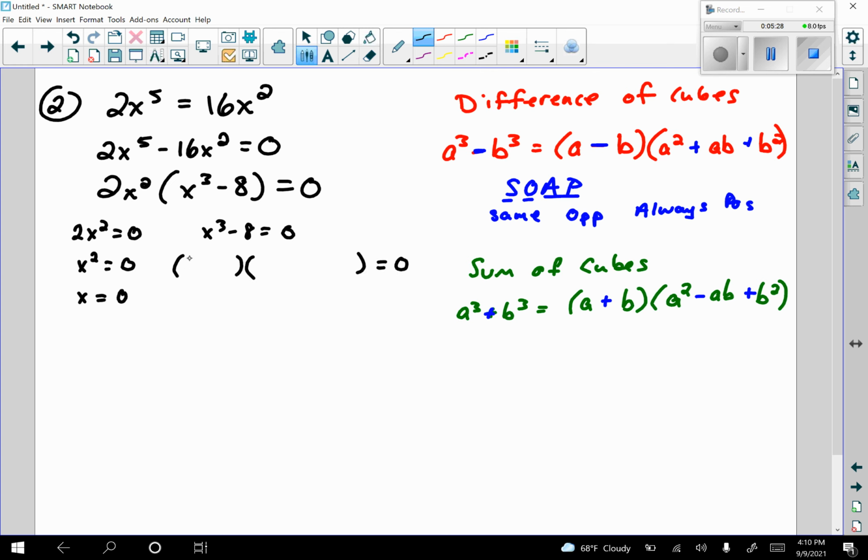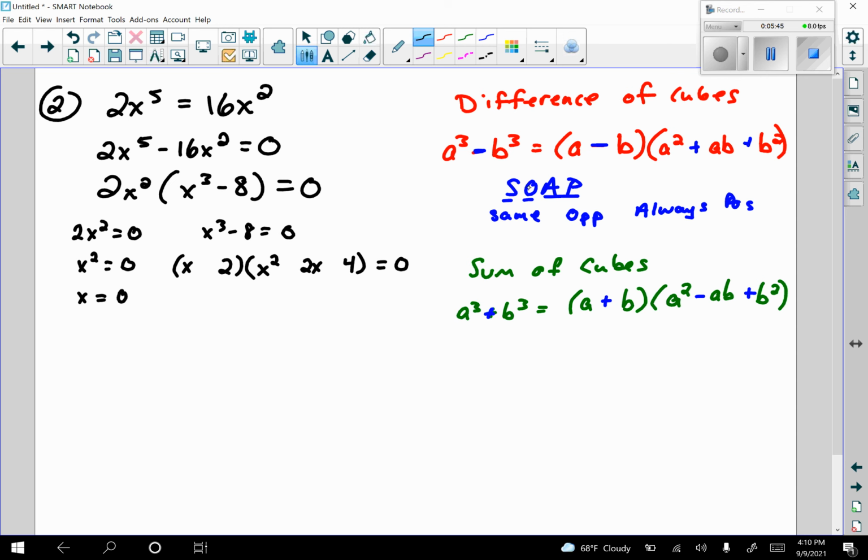What's the cube root of x cubed? x. What's the cube root of 8? 2. I'll fill in the signs later. Then in my trinomial, I'm going to have x times x, which is x squared. In the middle, I do x times 2, which is 2x. And then at the end, I do 2 times 2, which is 4.